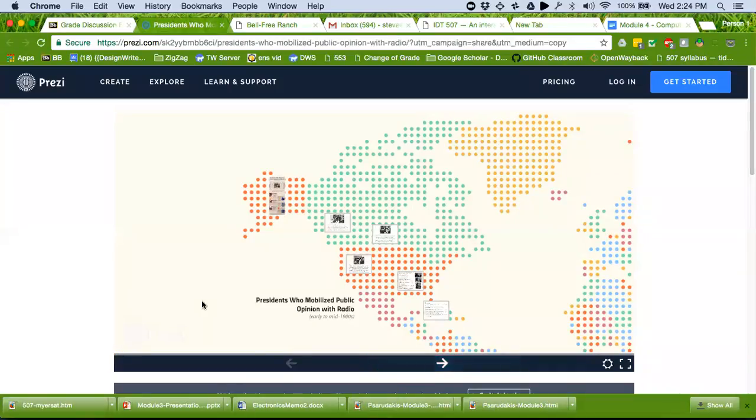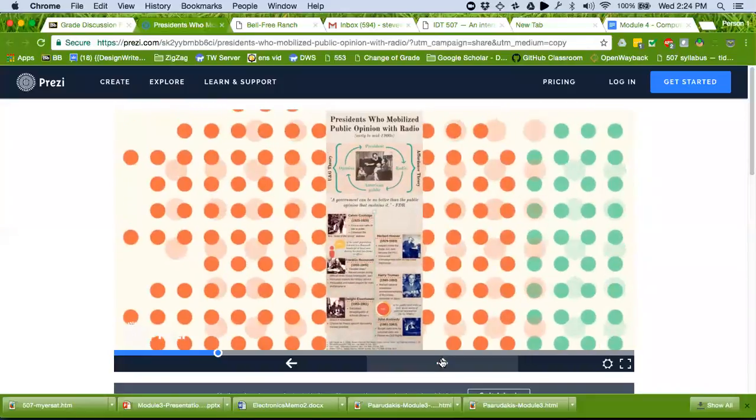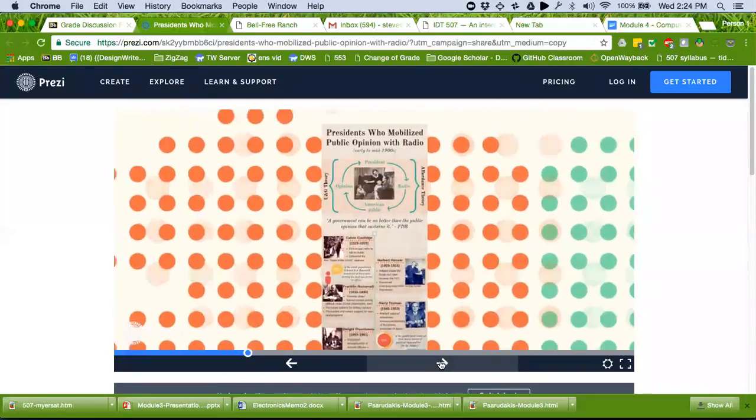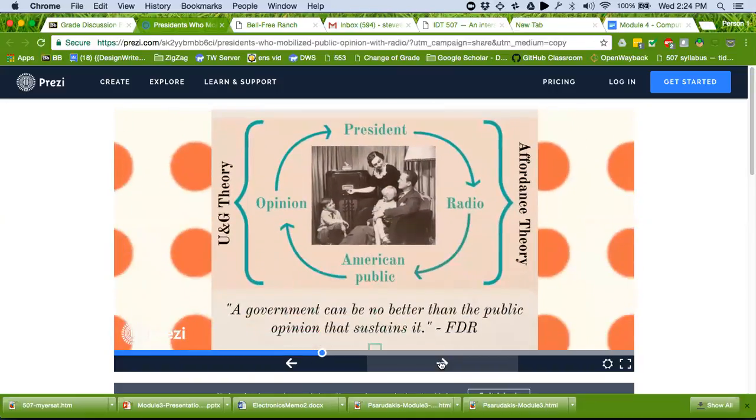And this is Aprezi. And I'm going to walk through some of these. What Brianna's Aprezi does is focus in on presidents who, as she frames it, mobilized public opinion with radio. So far we don't have a clue whether this is uses and grats or affordances. But then we get this model, which is ambitious, and I would interpret to suggest that in between the braces, presidents use radio to inform the public, which frames public opinion. And somehow that public opinion goes back and influences the president.